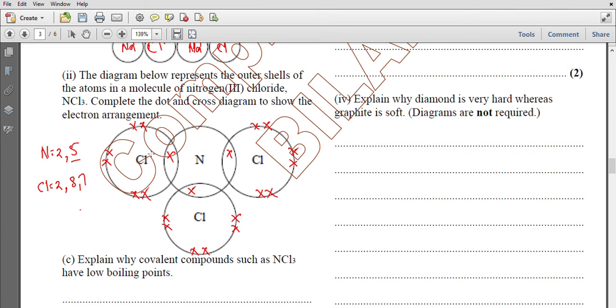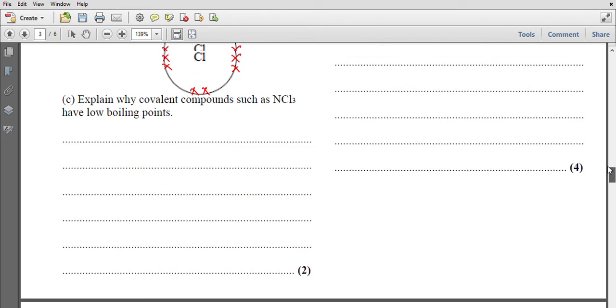Now the nitrogen in return shares 1 electron with each of the chlorine atoms, and out of 5, it shares 3 and is left with 2 electrons. So this should be the dot and cross diagram of NCl3. All of the valence electrons we have to show.